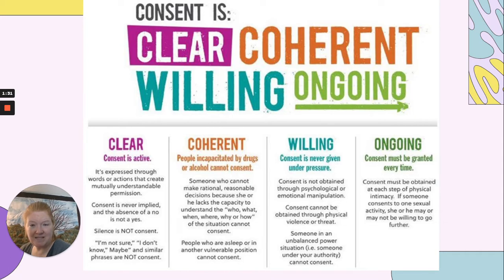If you are incapacitated or unable to make clear decisions due to effects of drugs or alcohol, you can't give consent. Willing, that means consent is not pressured. Okay, if there's an imbalance in power, like a boss and an intern, they can't consent. Okay, there's an imbalance of power. You can't get consent through threat of physical or actual physical violence. Okay, or through emotional manipulation.